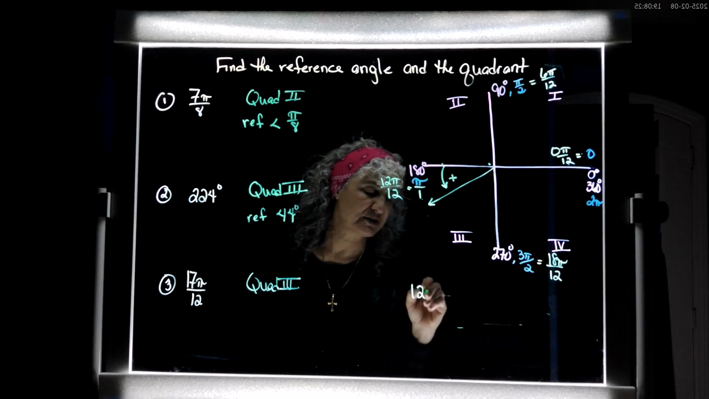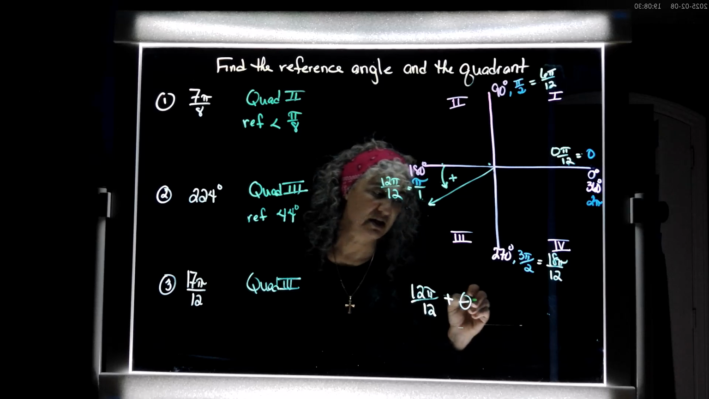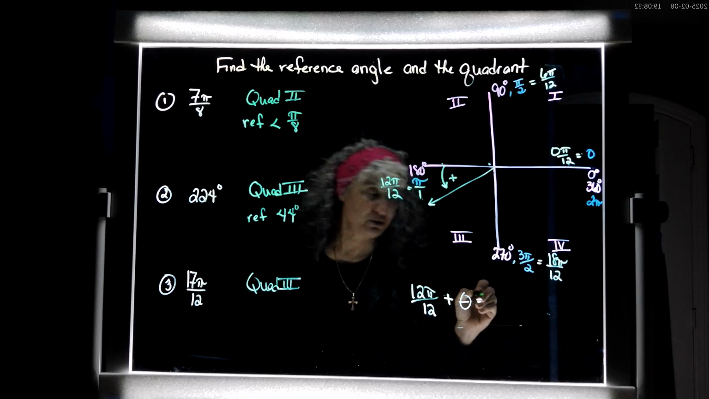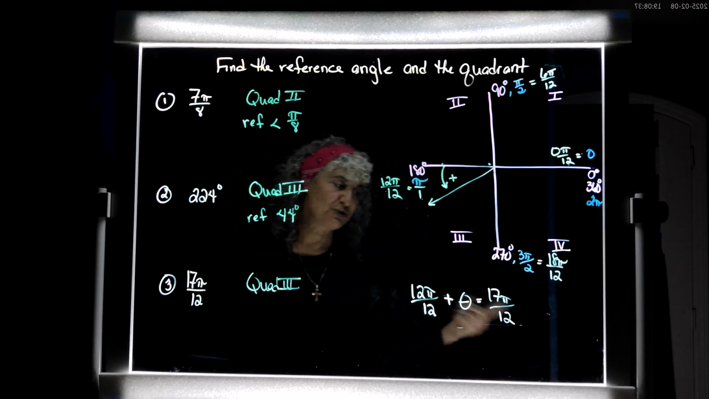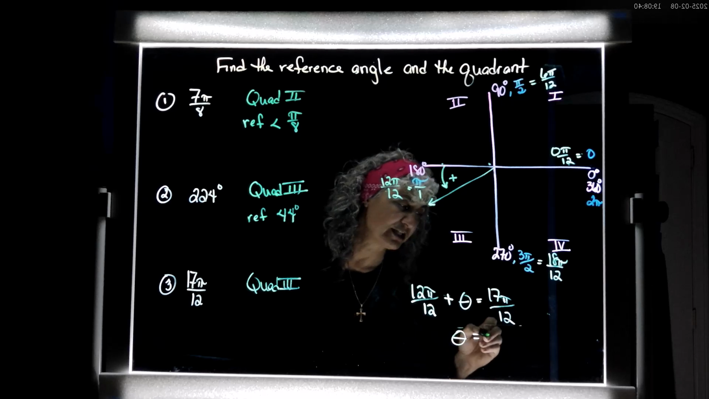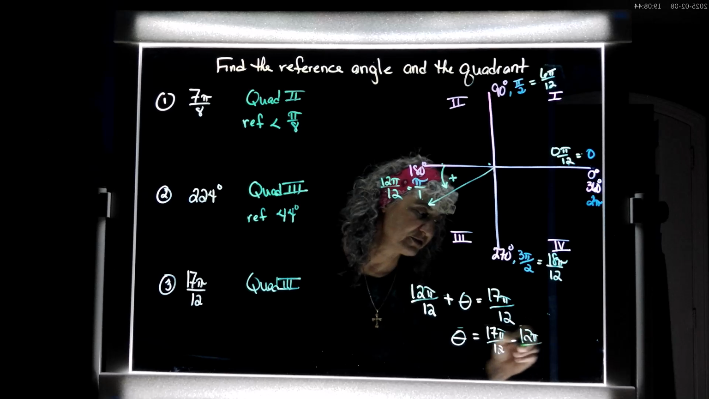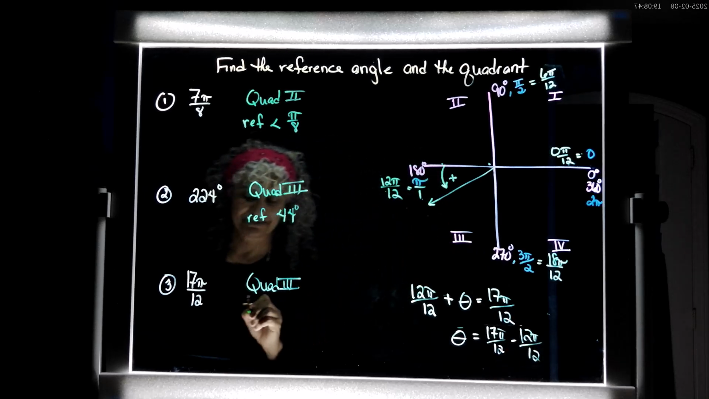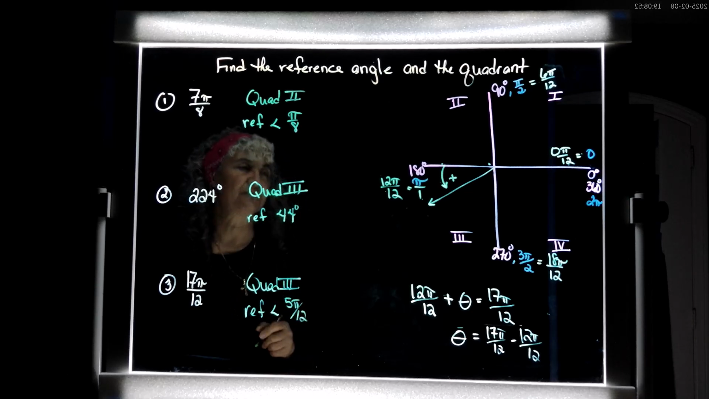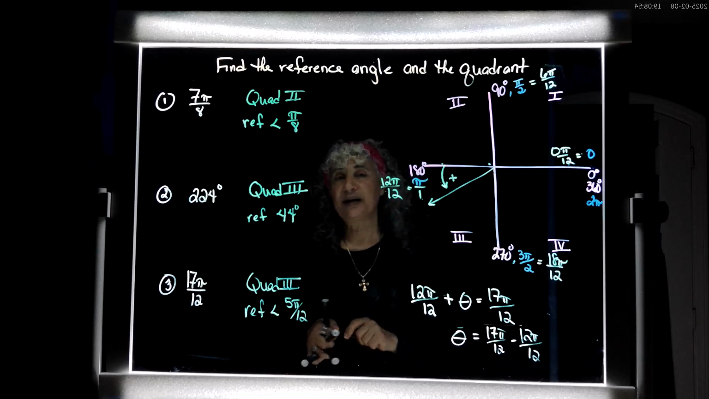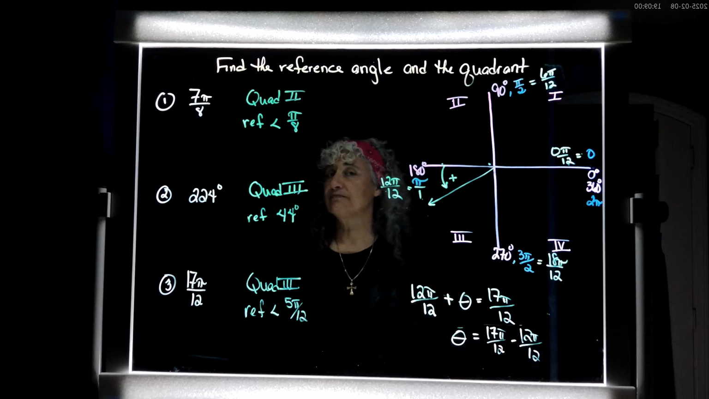So the question to ask yourself is 12 pi over 12 plus what angle, theta, is equal to 17 pi over 12. Do your subtraction on both sides. You're going to get theta is equal to 17 pi over 12 minus 12 pi over 12, so your reference angle is 5 pi over 12. Excellent. By the way, FYI, your reference angles are always first quadrant angles.